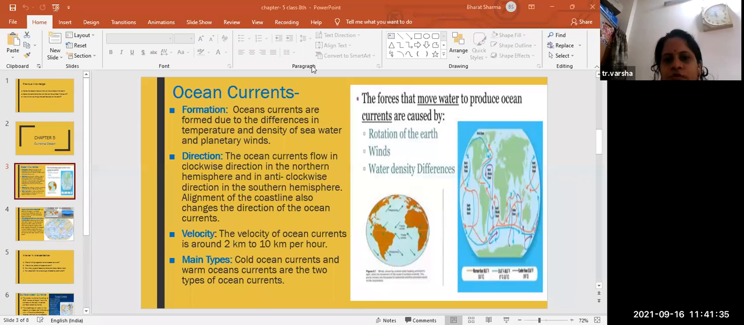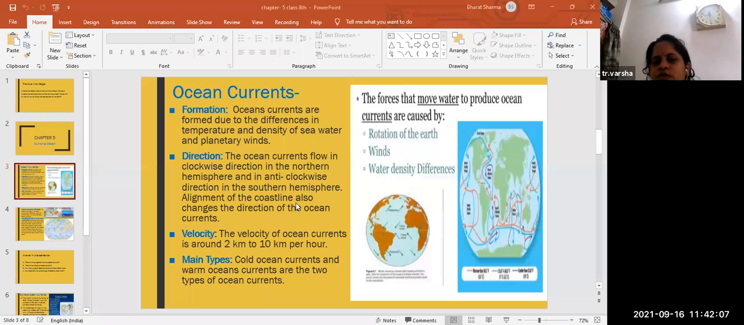Now we'll move on to the next one, that is directions. The ocean currents flow in a clockwise direction in the northern hemisphere and in an anti-clockwise direction in the southern hemisphere. In the northern hemisphere, it flows clockwise, and in the southern hemisphere, it flows anti-clockwise.